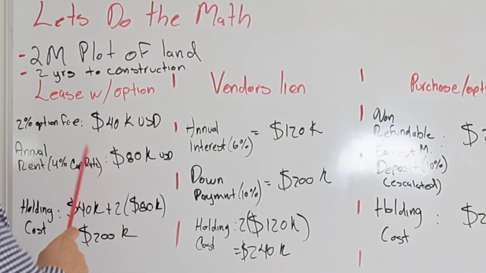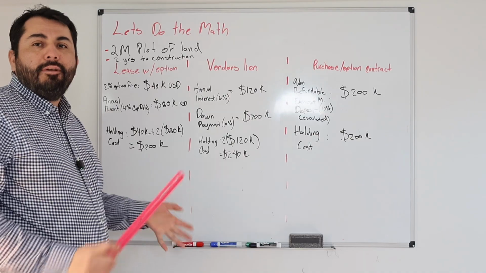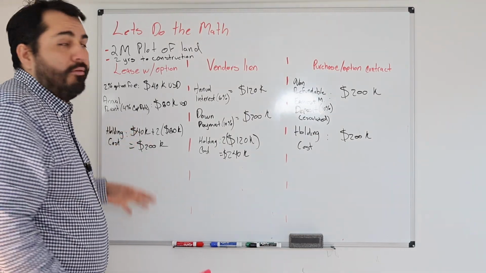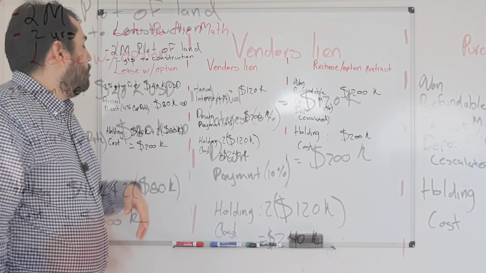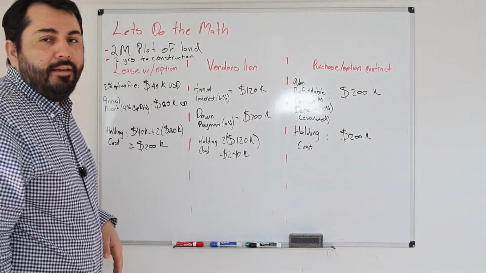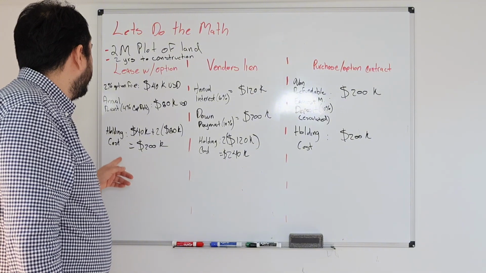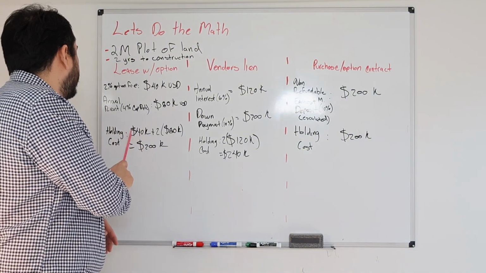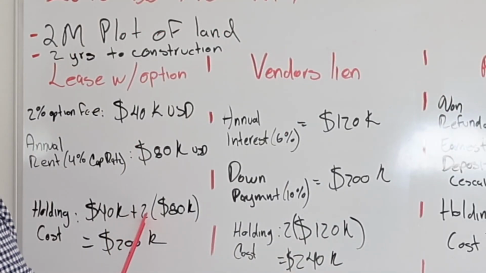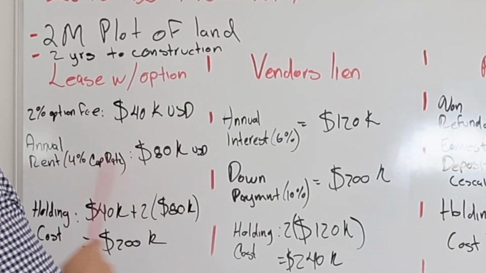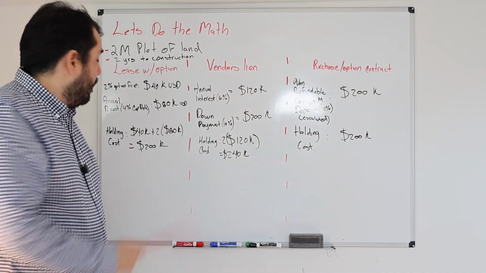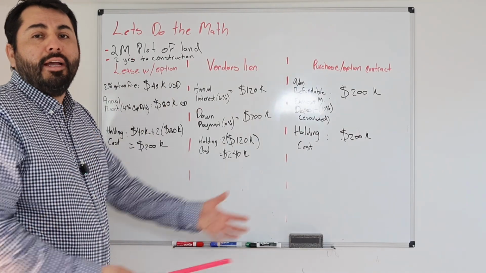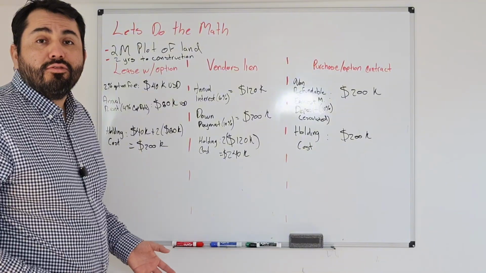And the second cost we have is the annual rent. For land, at least here in Texas, we mostly have around a 4% cap rate. We will be paying around $80K a year. Okay, the holding cost is $40K plus 2 times $80K, that is the annual rent, and we have $200K for the holding cost until we have time financing for the construction.